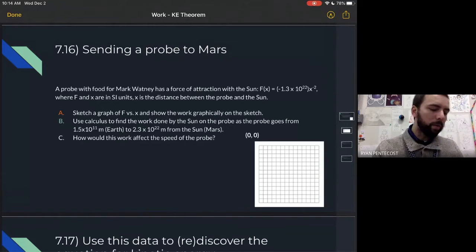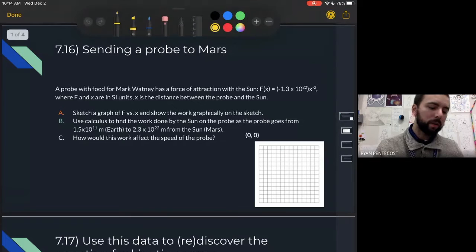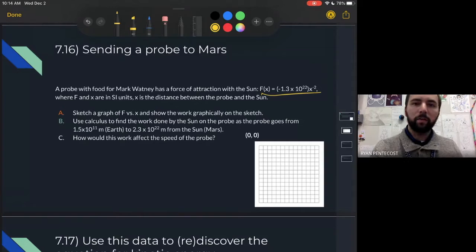So we've got a probe with food for Mark Watney from the movie The Martian. The probe has a force of attraction with the sun shown as F of x equals negative 1.3 times 10 to the 22nd x to the negative 2 power, where F and x are in SI units, and x is the distance between the probe and the sun. So first, let's sketch a graph of F of x and show the work graphically on the sketch.